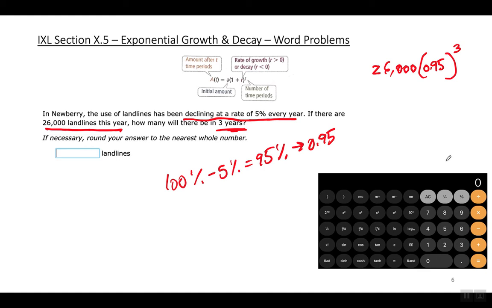The rest, put it into the calculator. I already explained several times how to do it, so you should be able to do it now.